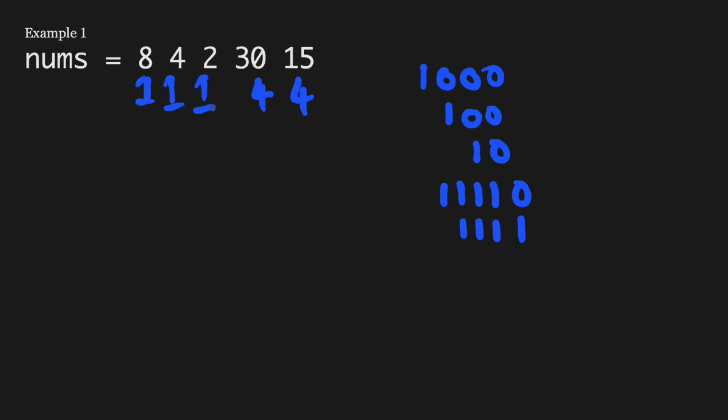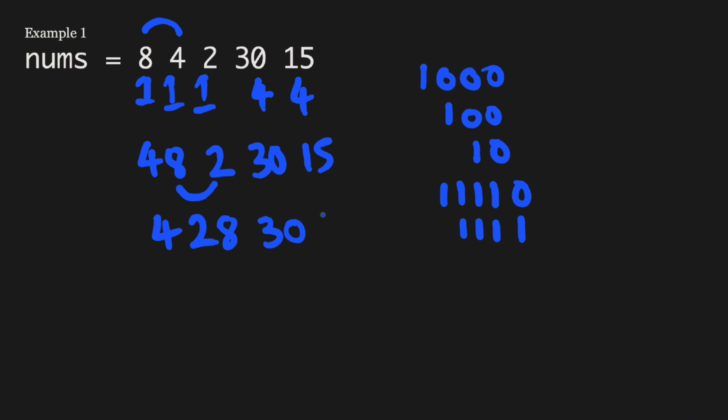Now because 8 and 4 have the same number of set bits and 8 is more than 4, in one operation we can swap them so that we get the elements in ascending order. So now the array becomes 4, 8, 2, 30 and 15. Then again 2 and 8 have the same number of set bits and 8 is more than 2. So in one operation we can swap them as well. So now our array becomes 4, 2, 8, 30 and 15.